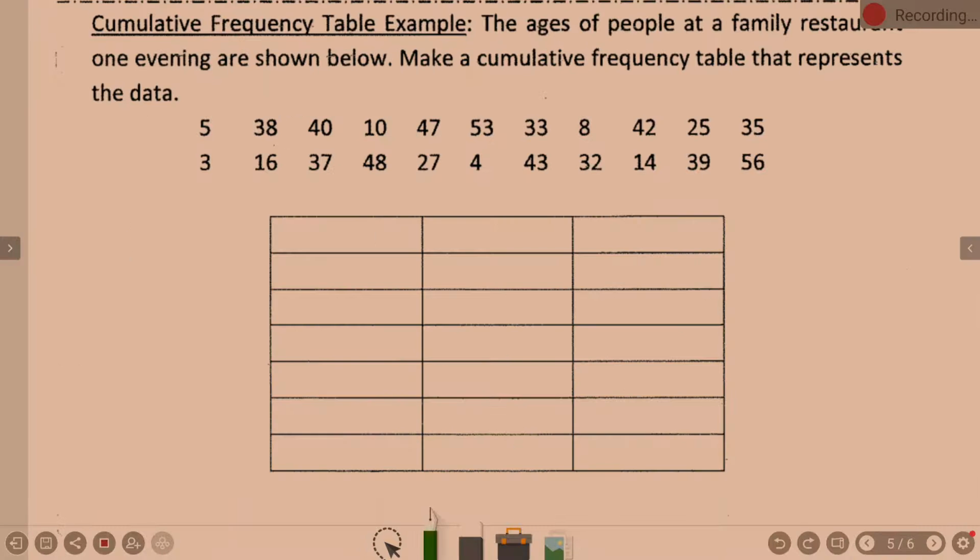Okay. Are you laughing at the way I said that? No, it's just so many frequency tables. Hey, that's half our lesson today.